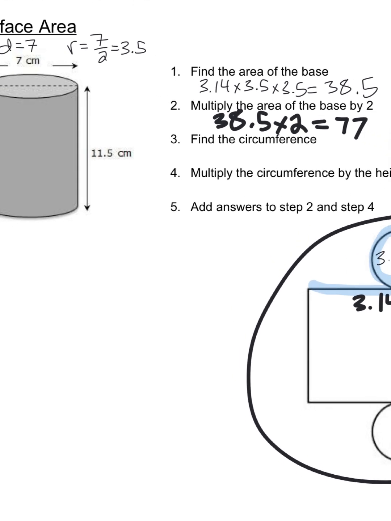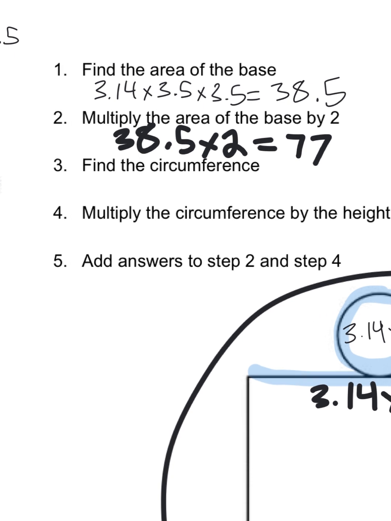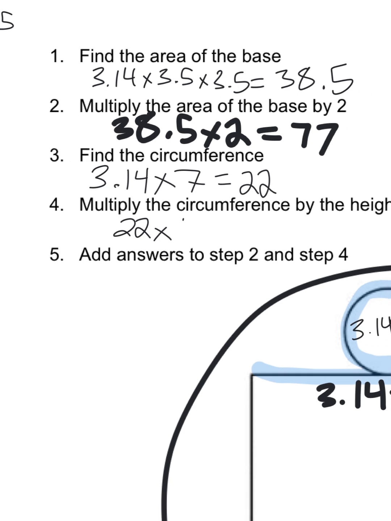It gives us the units. Now I have the area of the two circles. Now I just need to find the area of that big rectangle. The first step of finding the area of the outside rectangle is to find the circumference. We're going to do pi times the diameter, which in a calculator gives 21.98. We're going to round that to 22. That's the length of the rectangle. Now we multiply that by the height, which is 11.5. If you type that in your calculator, you get 253.